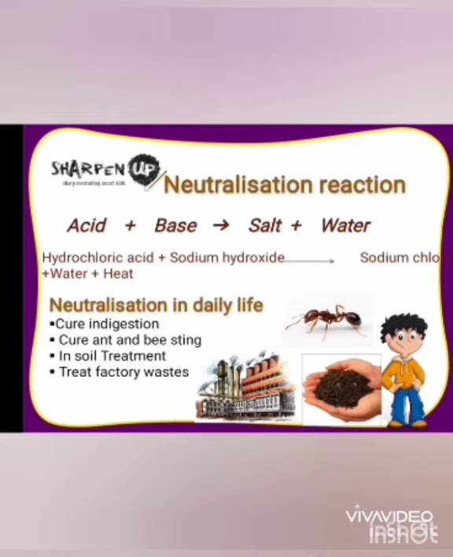Now, uses of neutralization in daily life. We use it in curing indigestion, curing ant and bee stings, soil treatment, and treating factory wastes. First one we have is indigestion. When we eat very spicy food, the stomach produces a large amount of hydrochloric acid, which leads to the acidity of the stomach. This condition is called indigestion. In order to cure indigestion, we take bases called antacids such as milk of magnesia.